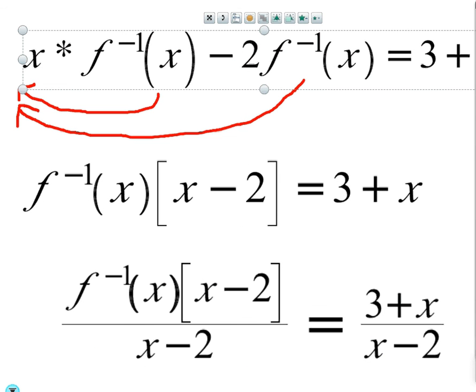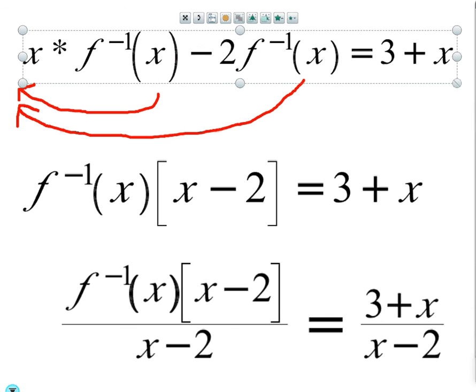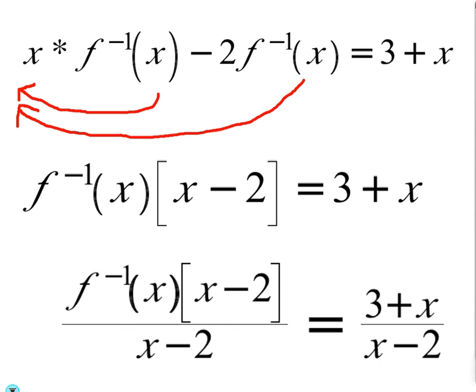Well, in a way, he's right. So we're going to pull out an F inverse from both expressions on the left. So you'll get F inverse on the outside. What's left is x and 2. So that's what goes on the inside of the parentheses or bracket.